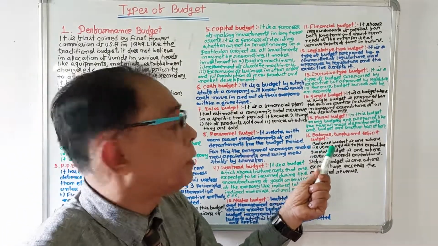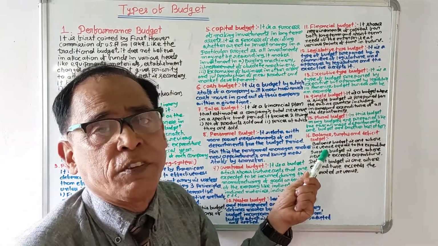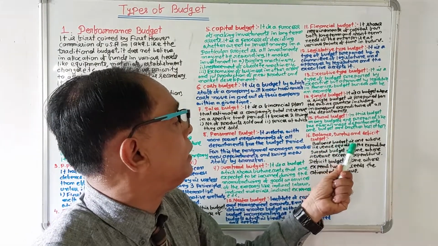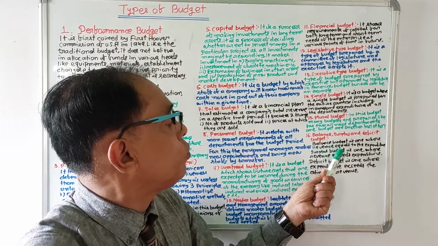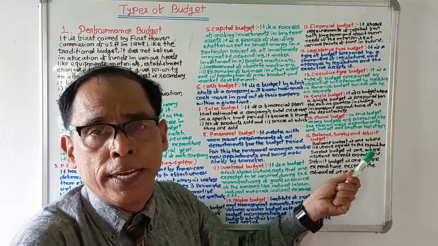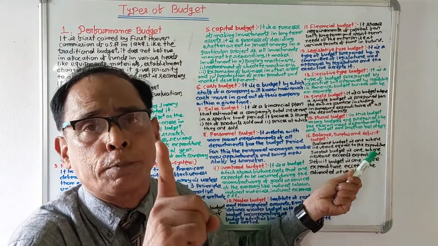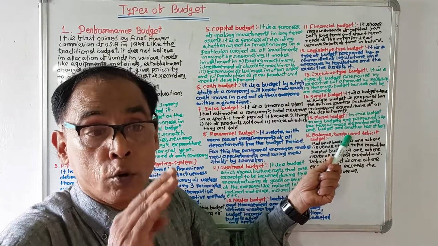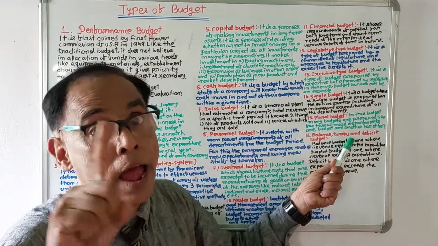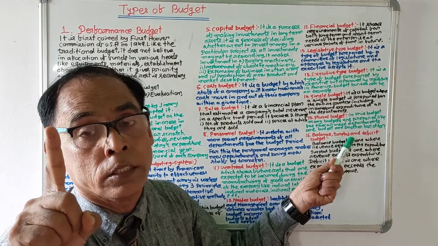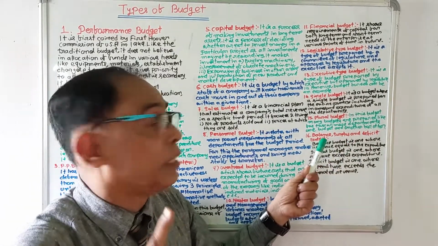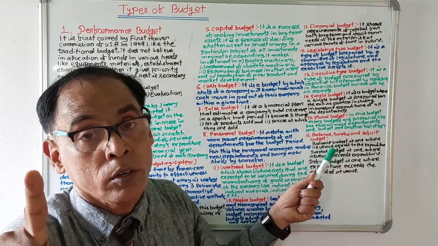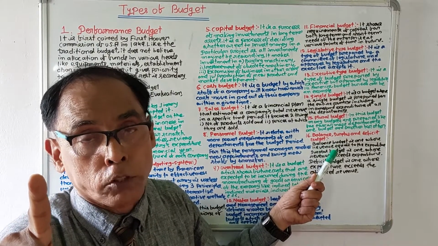Then balanced budget, surplus budget and deficit budget. What is a balanced budget? Balanced budget is one where revenue equals expenditure. Then surplus budget means where revenue exceeds expenditure. Finally, deficit budget is where expenditure exceeds revenue.